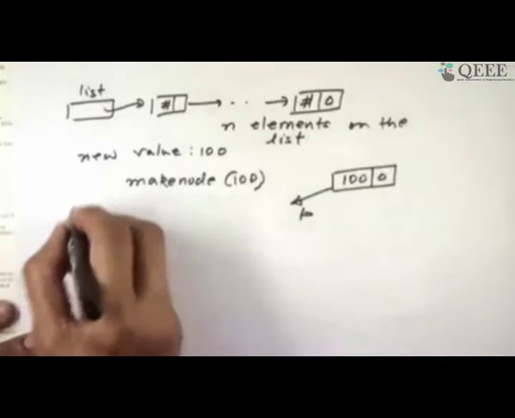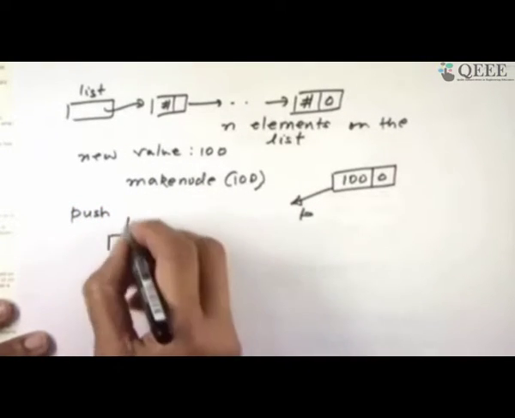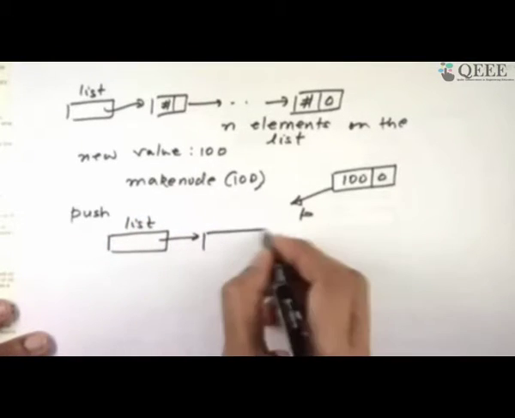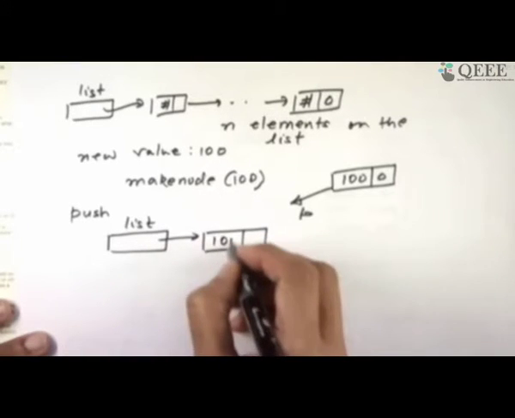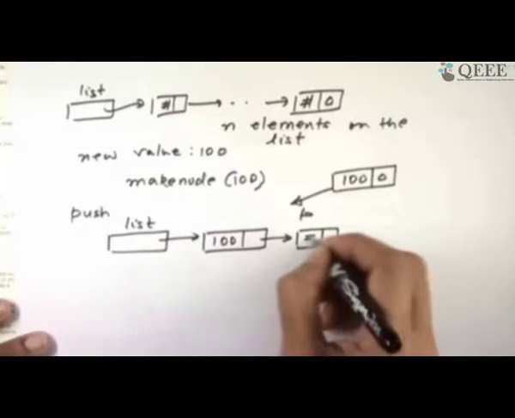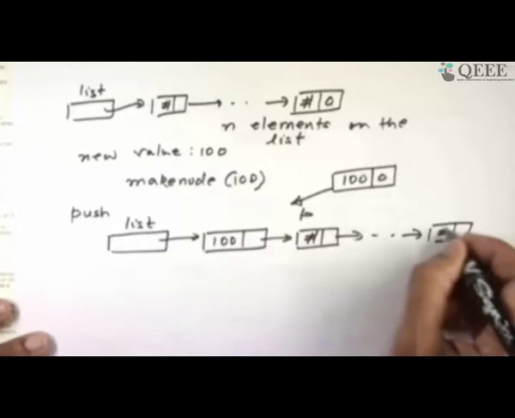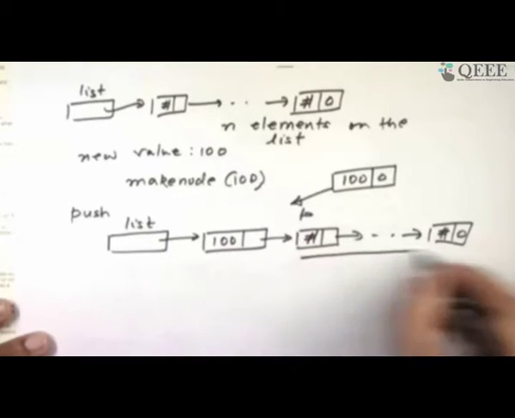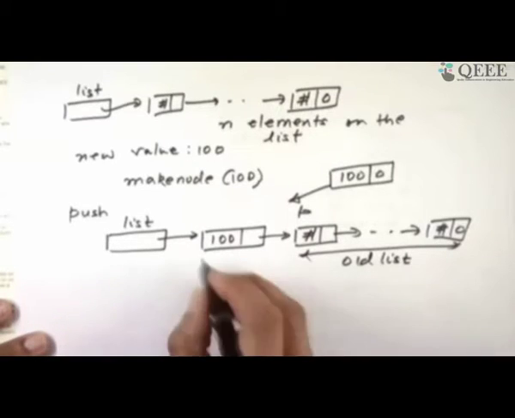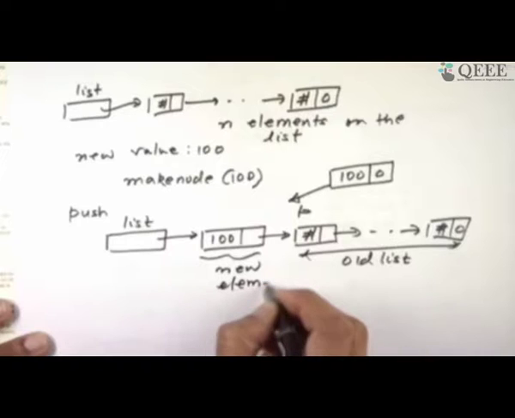So if I am doing push, let's first write down the requirement and then see how it can be done. My intent will be to go from here to this box which has 100, and this connects to the old list, because I was connecting to the top of the list. This is what I want the picture to be. This is my old list with n elements, and this is my new element added at the top. This is what I want to do in push.